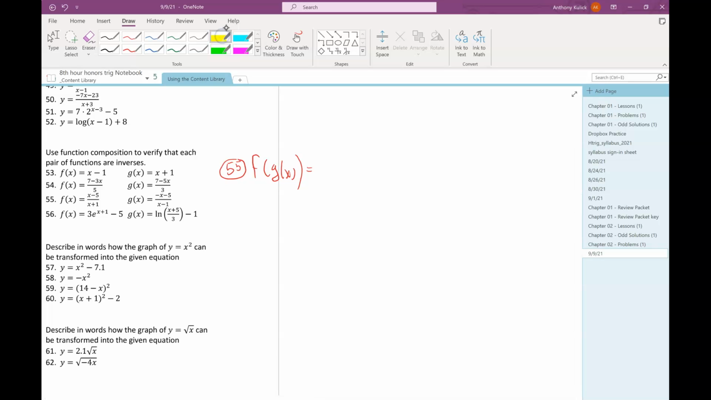So what I'm going to do is I'm going to take my g of x, and we're going to plug it into f of x. Oops. So everywhere in f where there's an x, I'm going to replace it with negative x minus 5 over x minus 1.